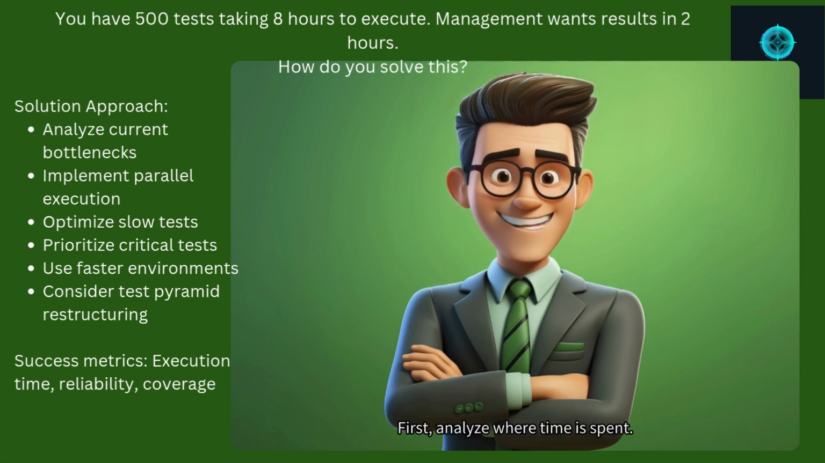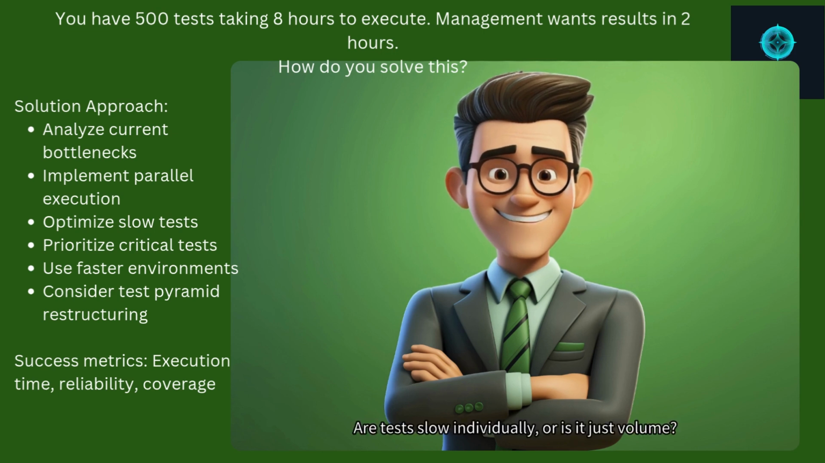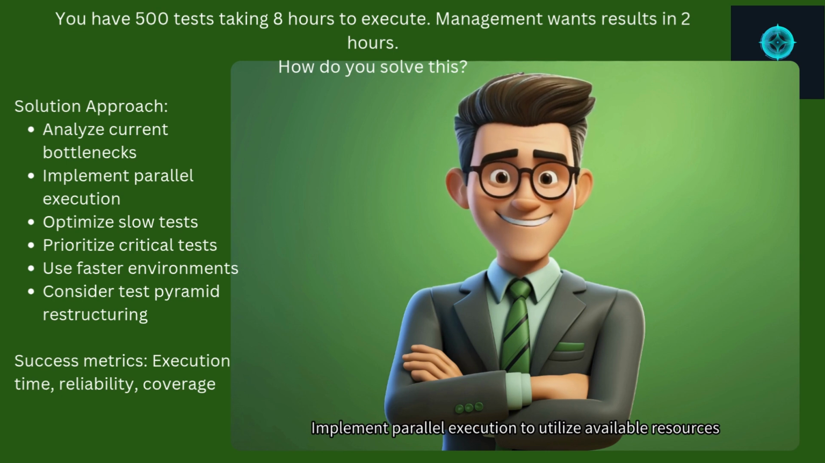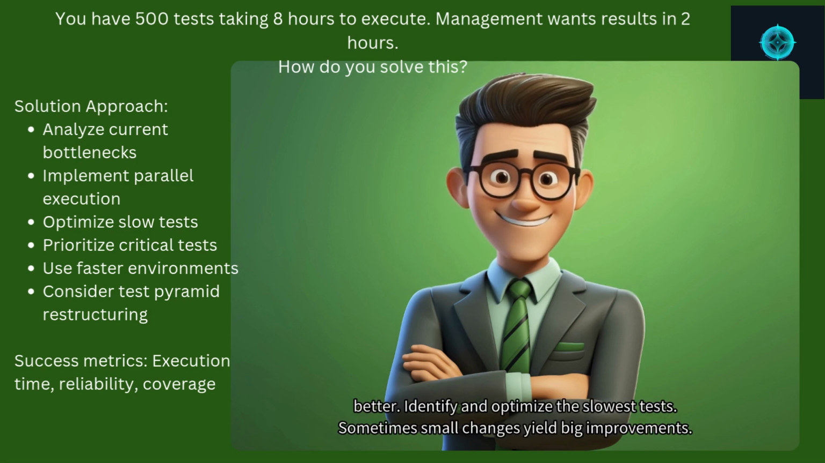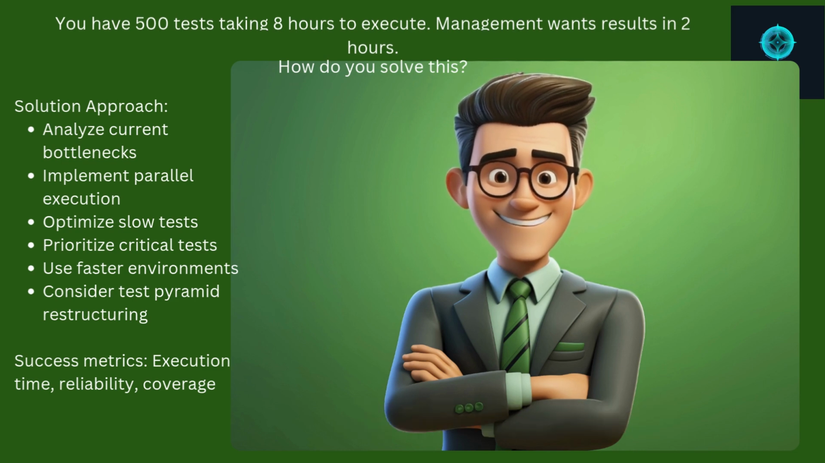First, analyze where time is spent. Are tests slow individually, or is it just volume? Implement parallel execution to utilize available resources better. Identify and optimize the slowest tests. Sometimes small changes yield big improvements.